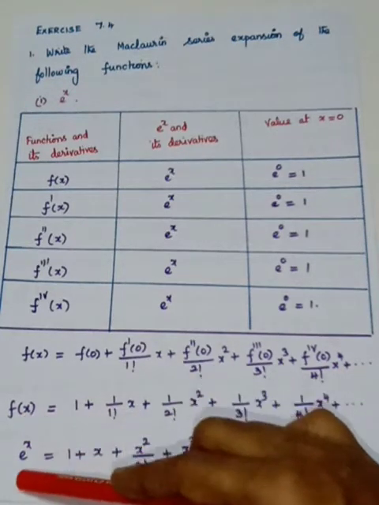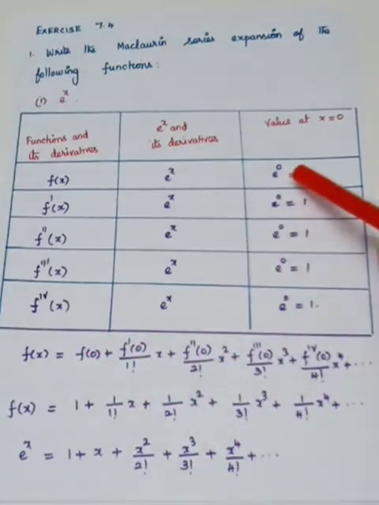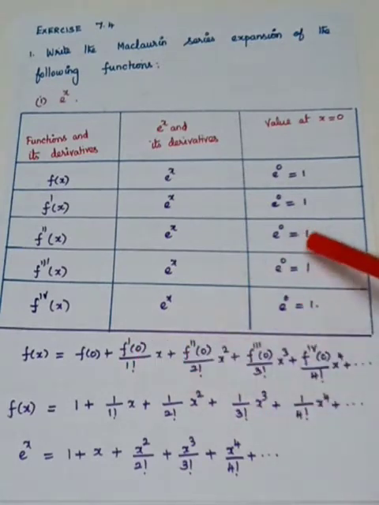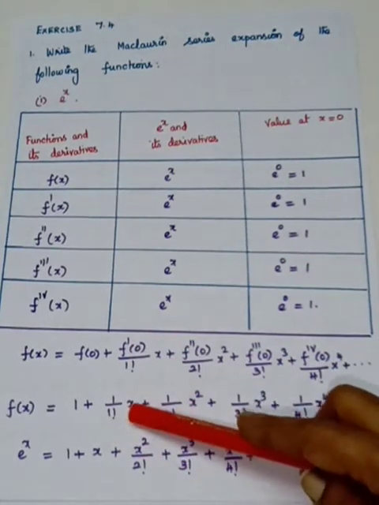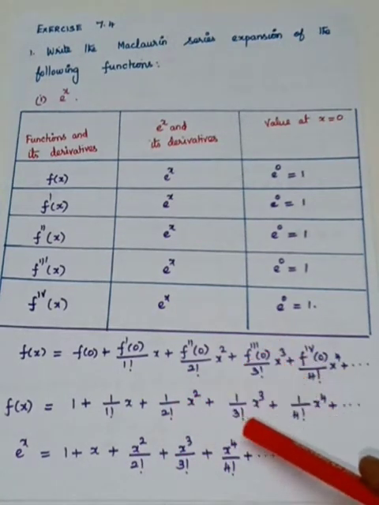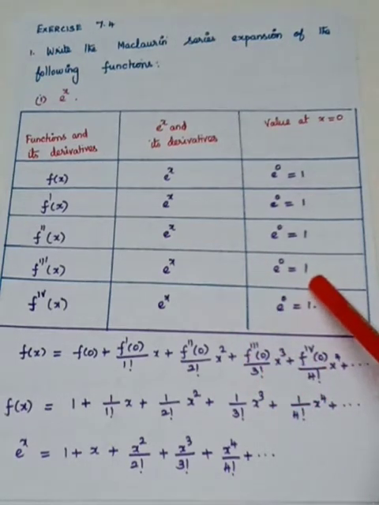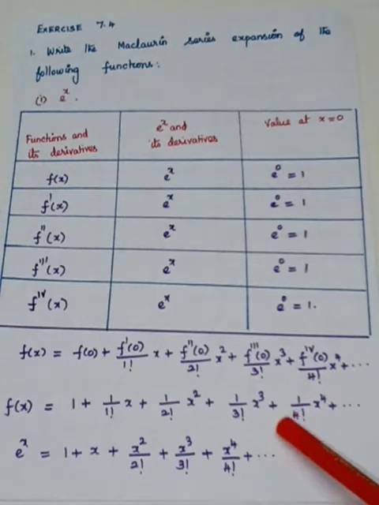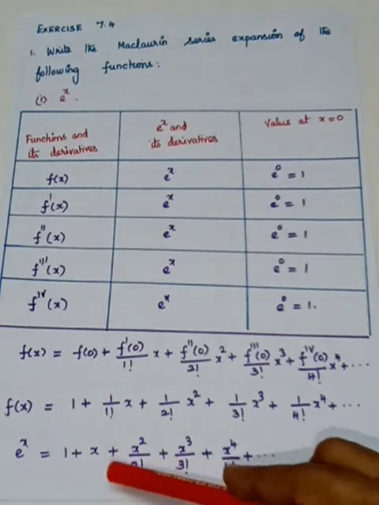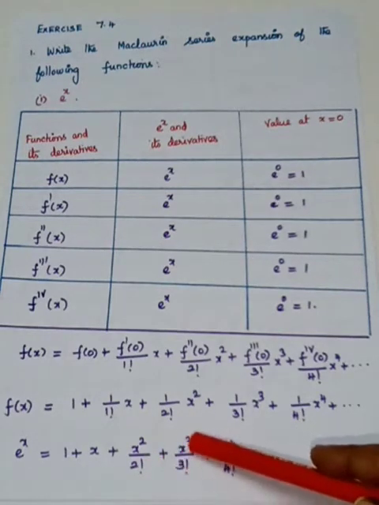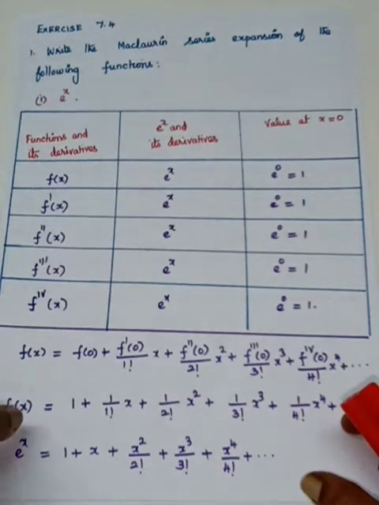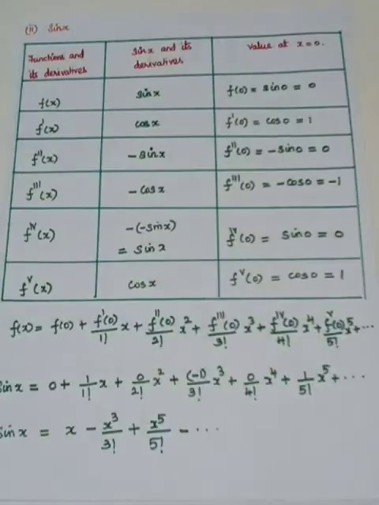In the place of f of x, you have to substitute e power x. You see that f of 0, the first one, is 1. And this is f dash of 0. Everything is 1 here. So it is 1 divided by 1 factorial into x. Here also this is 1. 1 divided by 2 factorial into x square, plus 1 divided by 3 factorial into x cube, plus 1 divided by 4 factorial into x power 4. So if we expand, it is 1 plus x plus x squared by 2 factorial plus x cubed by 3 factorial plus x power 4 by 4 factorial plus etc. So this is the Maclaurin series expansion for e power x.